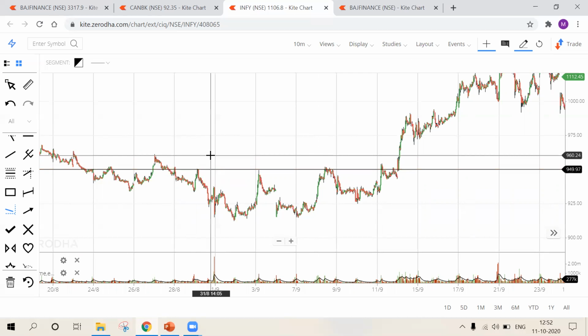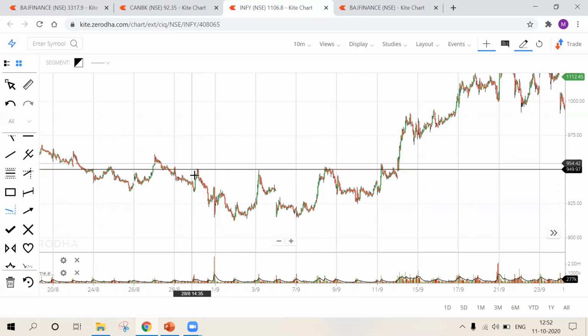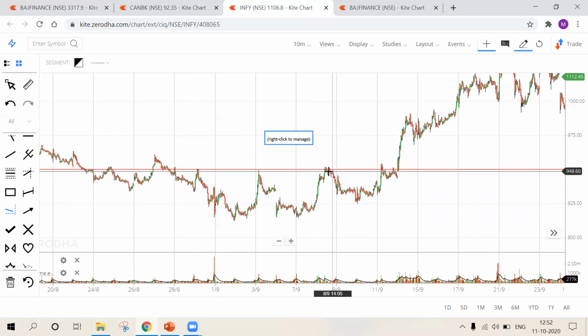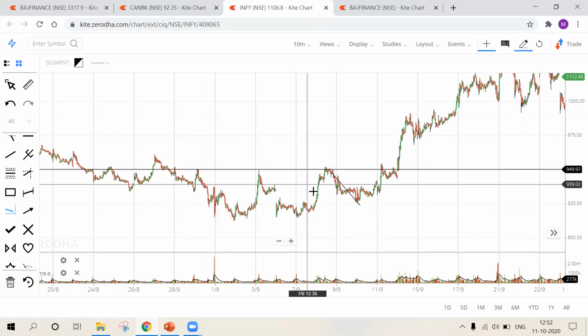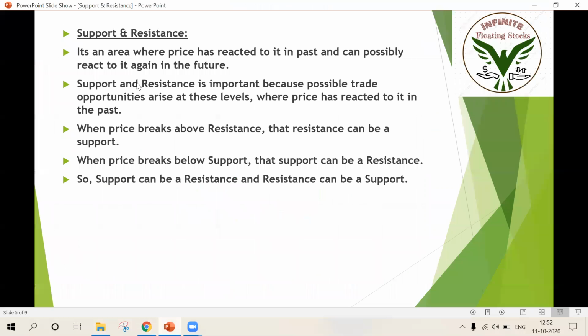This is future. So here I have connected the resistance by drawing two touch points, and this is my future. You can expect that the price can react again at the same level. That helps us make a buy or sell position depending upon support or resistance. So that's the justification of my definition. I repeat, it's an area where price has reacted in the past and can possibly react again in the future.